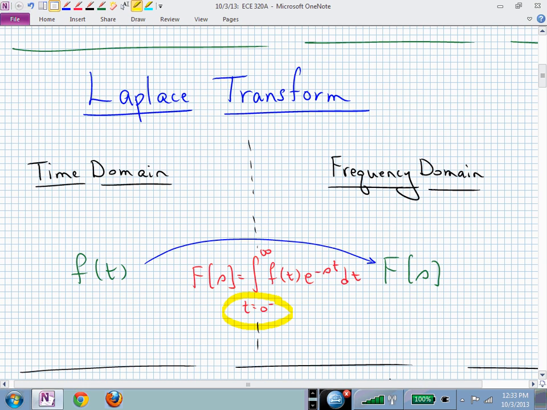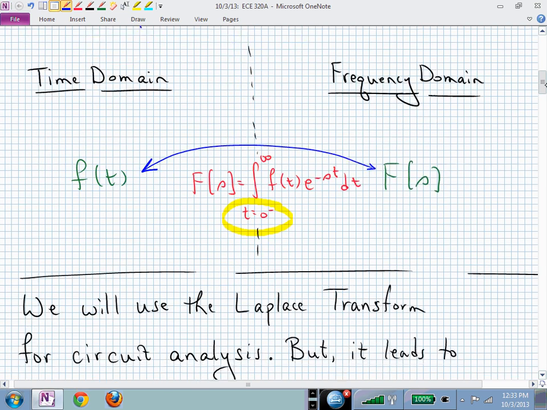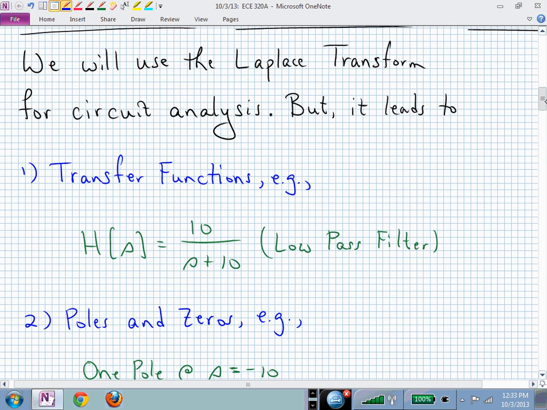key, we're starting it at time t equals 0, that allows us to have a unique relationship between the f of t and the capital F of s, and we can actually go the other direction. And we will go the other direction in this class really by just matching up pairs. That's why transform pairs are so important. If we know how to go from f of t to F of s, then if we see an F of s, we can immediately find what it should be in the time domain. That's the idea.